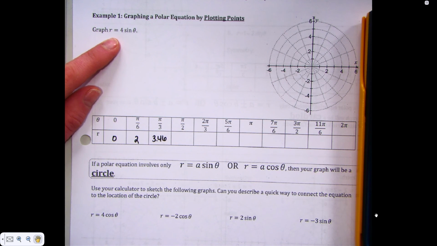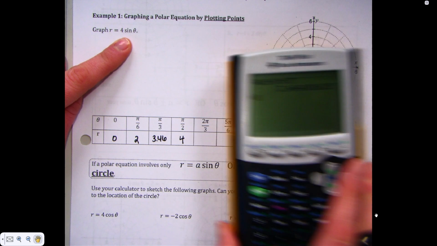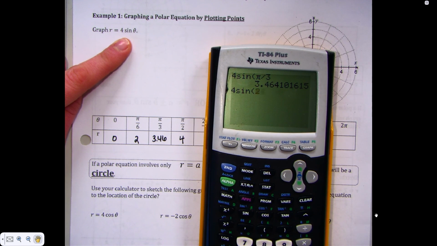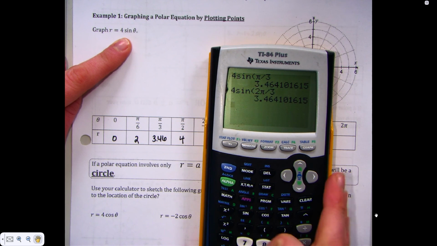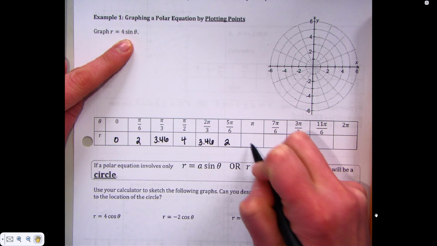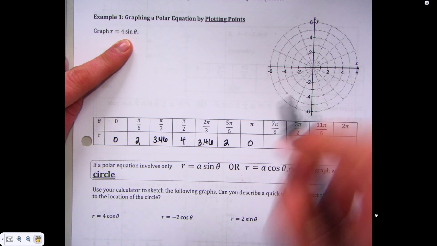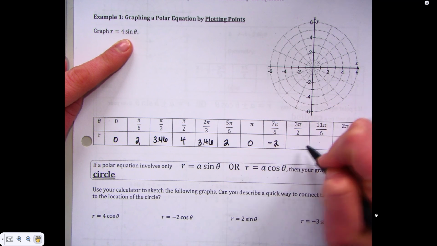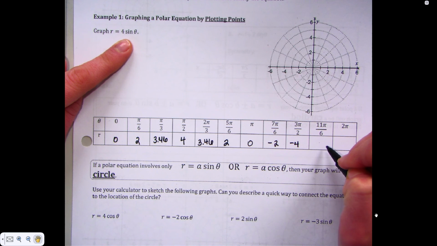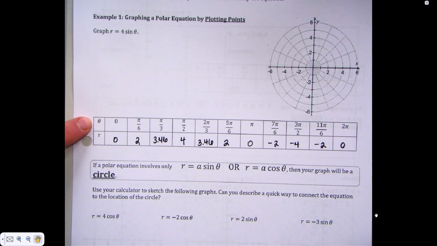I'm not going to be able to graph very accurately. If I plug in pi over 2, sine of pi over 2 is 1. I get a 4. And I could keep going this way and plugging things into my calculator, right? 4 times the sine of 2 pi over 3. I'm going to get 3.46 again. 2 here, and I'm going to fill these in really quickly. We could do a lot more coordinates if we wanted to, but I happen to know how this one graphs, and I don't need quite as many points to get there. So I've effectively plugged all my thetas into my equation, and I've gotten the r's that go with them.